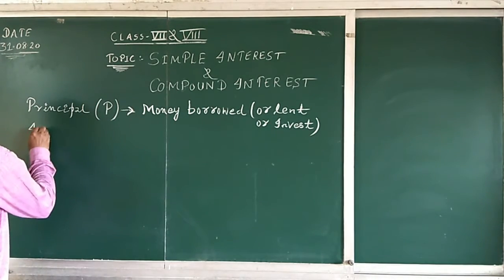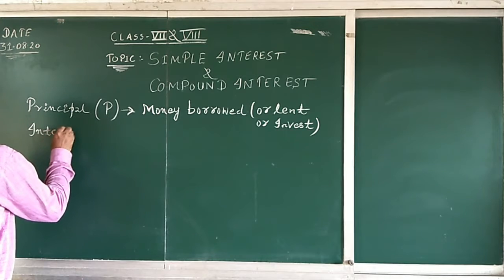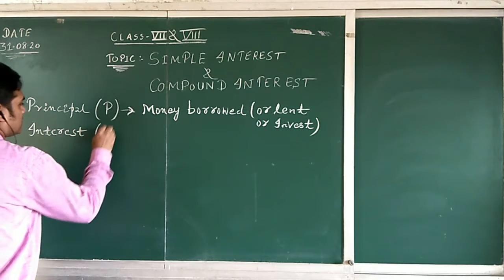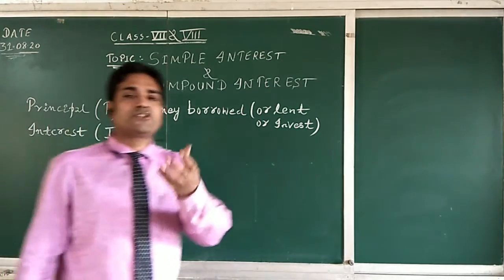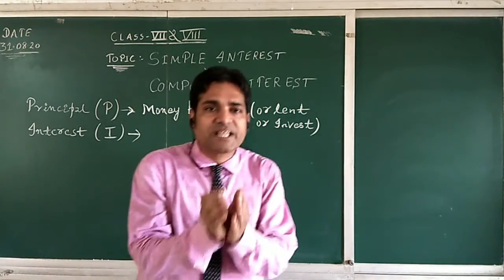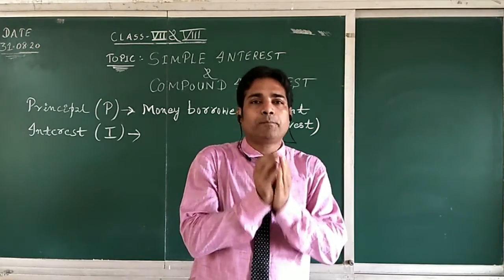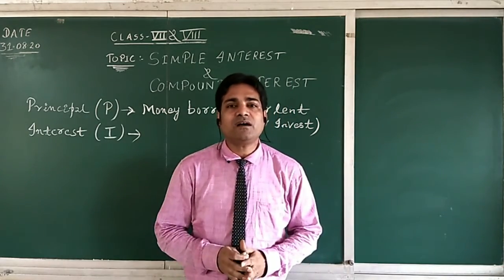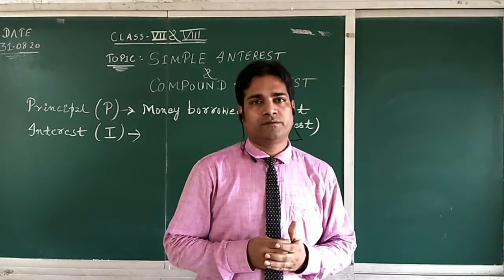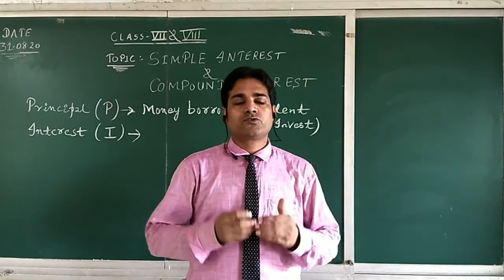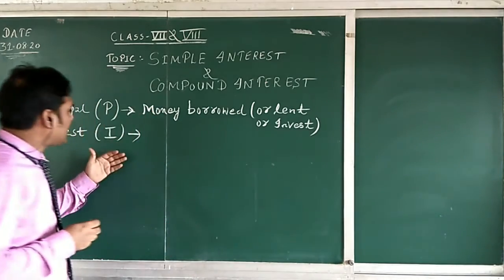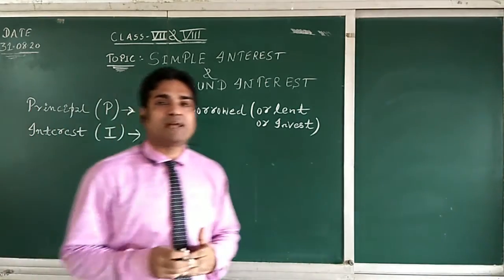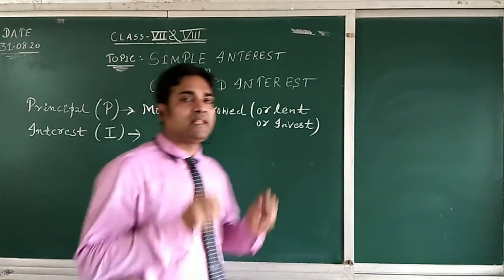Now the second term involved in simple interest and compound interest is interest. Denoted by I. Interest is what? Interest is the additional money paid by the borrower to the money lender.